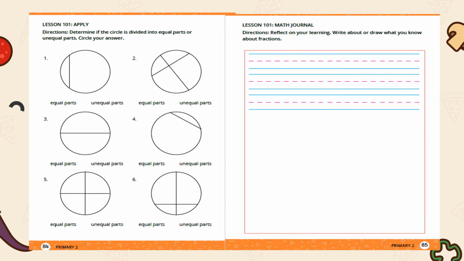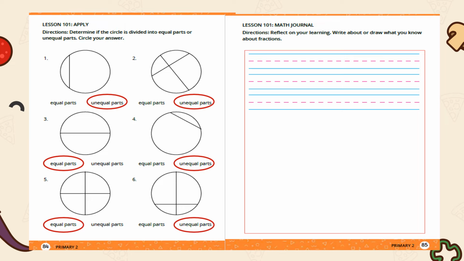The apply part determines if the circle is divided into equal parts or unequal parts. Then circle your answer. First one, equal or unequal? Unequal. Number 2, unequal. Number 3, equal parts, half and half. Number 4, unequal. Number 5, equal parts, 4 equal parts. The last one, unequal parts.